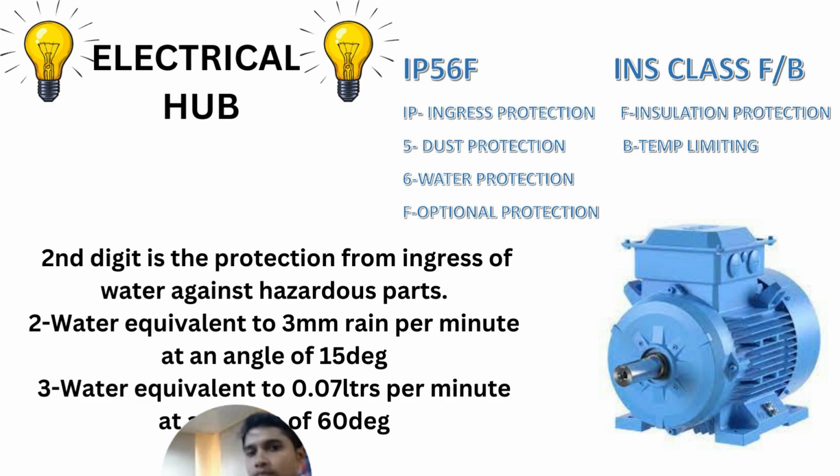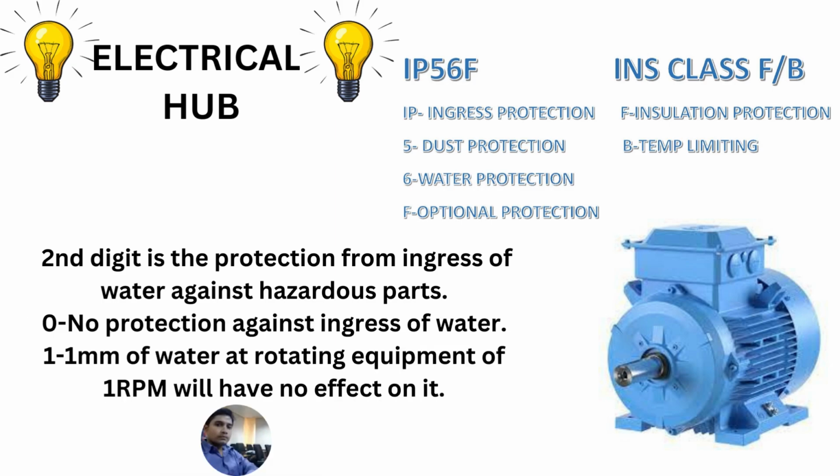2. Why is the angle mentioned? Because there is a chance of water getting into the equipment if it is sprayed at a certain angle. 2. If water equivalent to 3 mm rain per minute is at an angle of 15 degrees. 1 is if 1 mm of water at rotating equipment of 1 revolution per minute will have no effect on it. 0 means there is no protection.